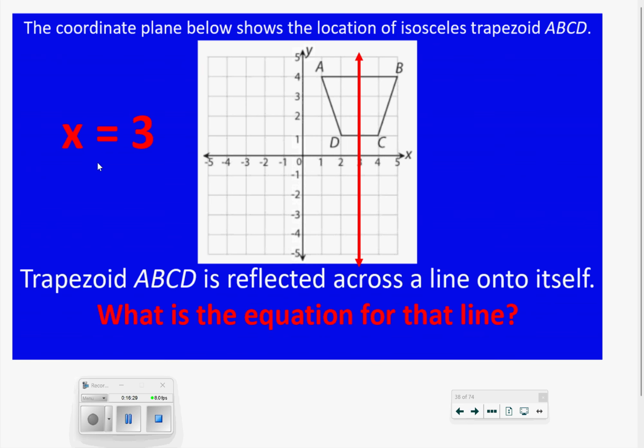All right, the answer is X is equal to 3. So if this flips onto itself, it's got to flip over this line here. And that line is X is equal to 3. And the reason it's X is equal to 3 is because every point on this line will have to have 3 as the X. So this would be 3, 0, this would be 3, 1, this would be 3, 2, this would be 3, negative 1, 3, negative 2 as you go down. But X is always 3, so X is equal to 3. That's that line.